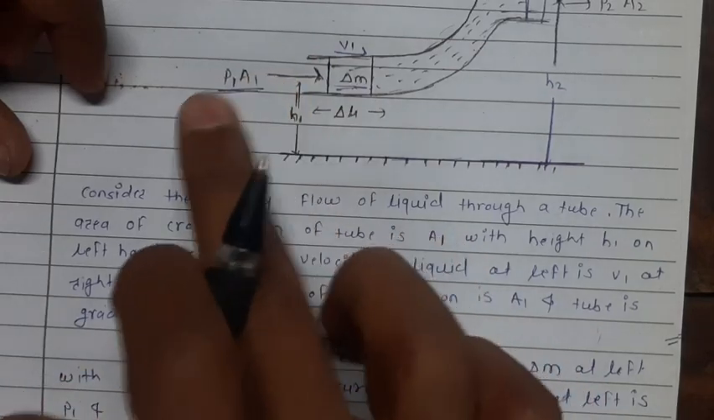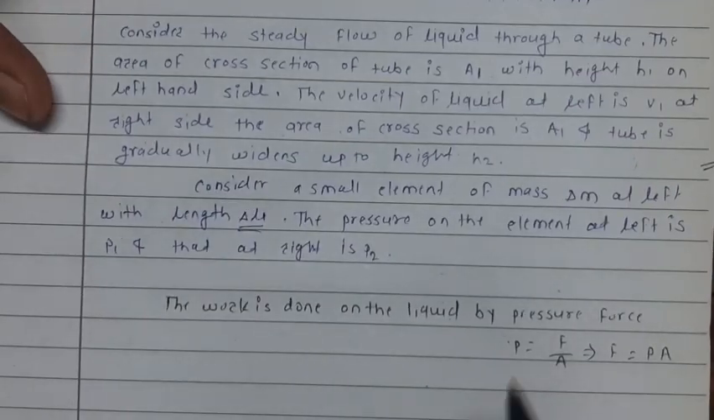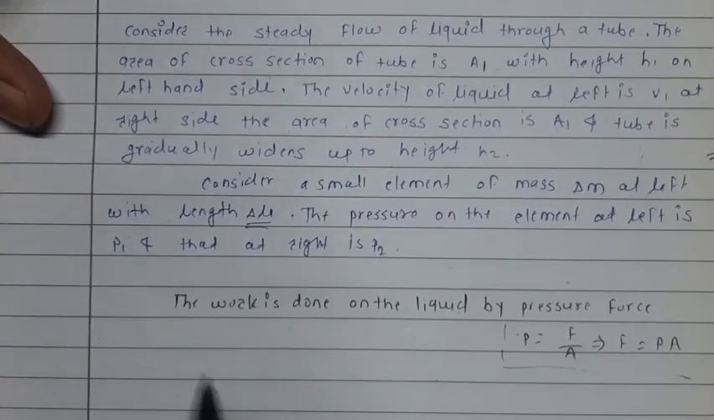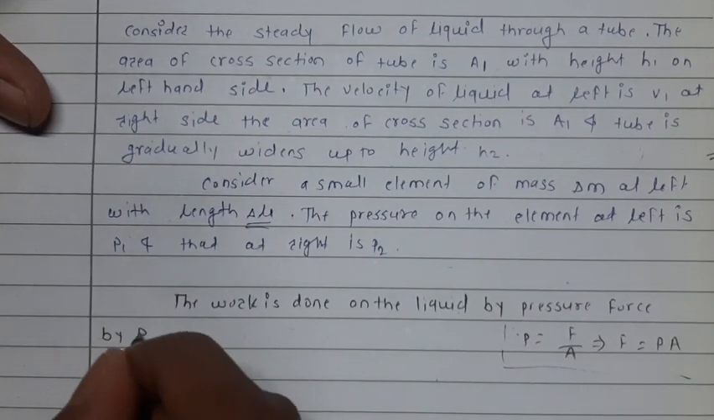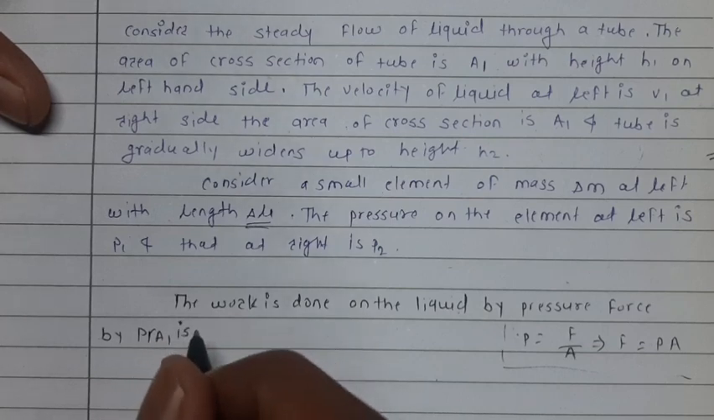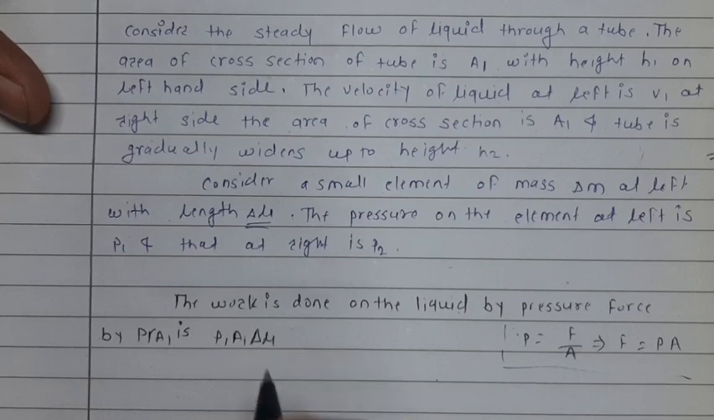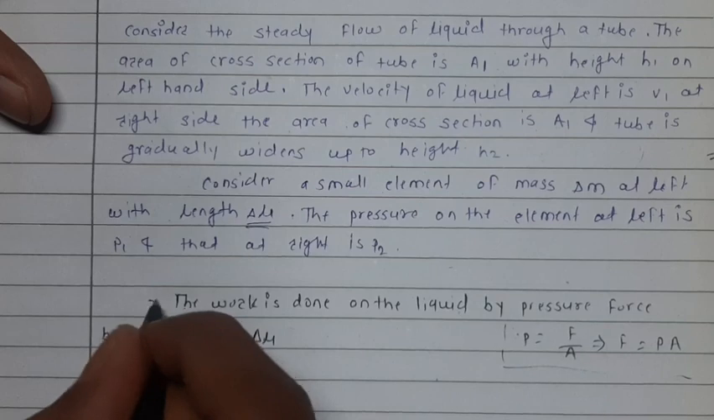So what is this P1 A1? It is nothing but the force due to the pressure P1. Now how will you calculate the work done? Work done is nothing but force into displacement. So it is P1 A1 and let us say the displacement is delta L1. So the work done on the liquid by the pressure force P1 A1 is P1 A1 delta L1. This is the first work done.